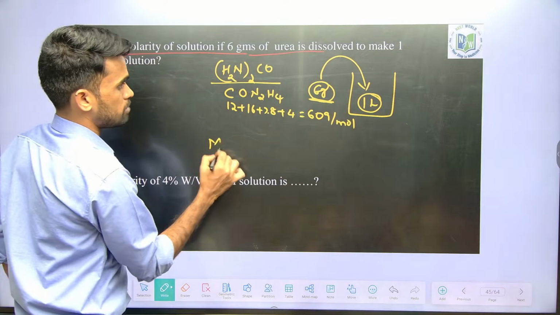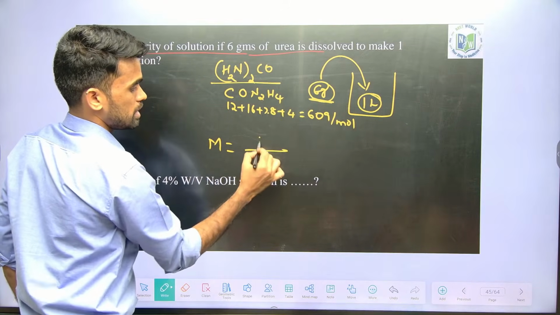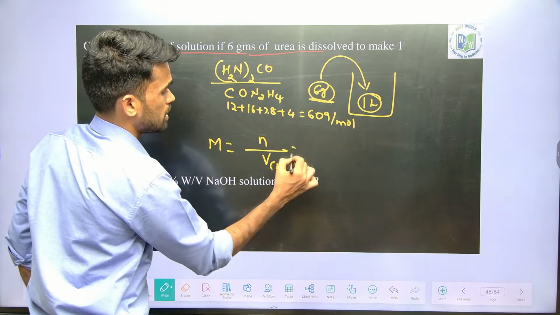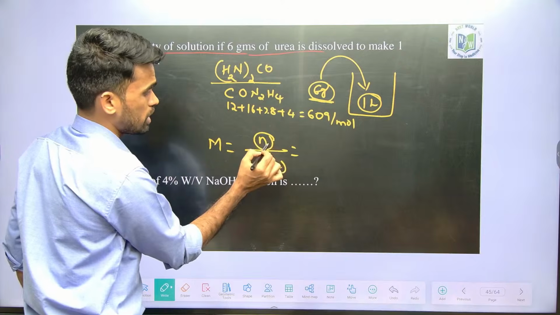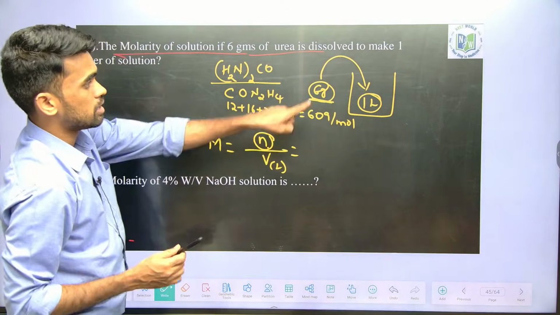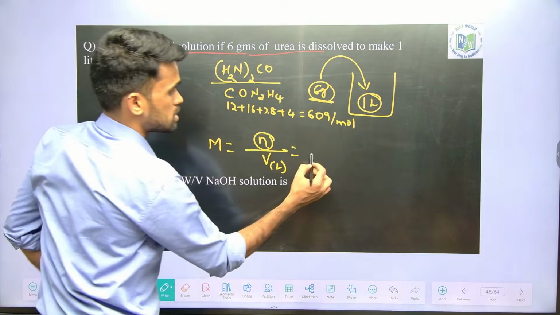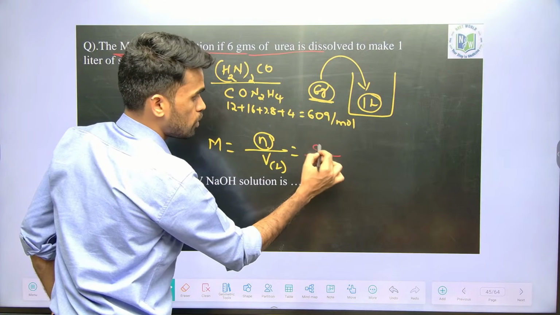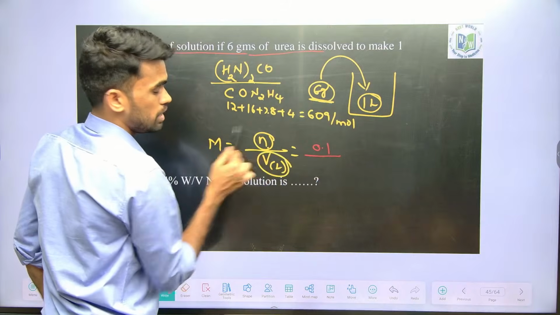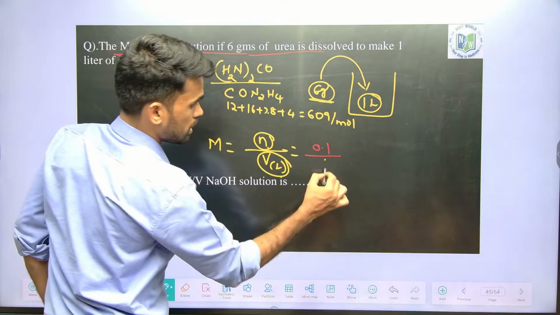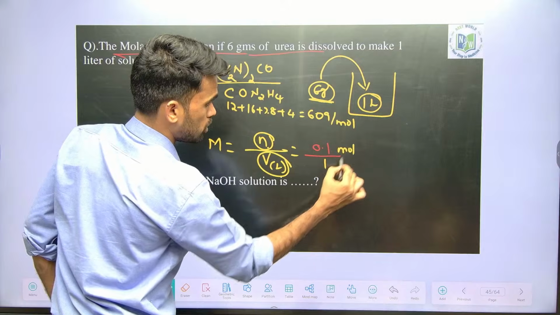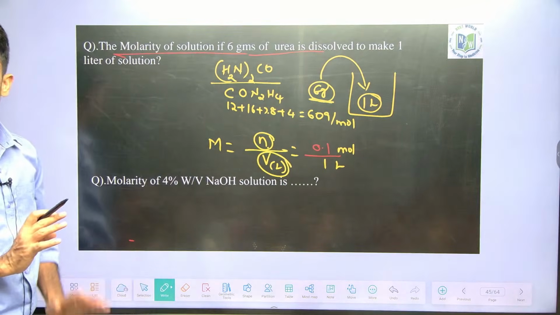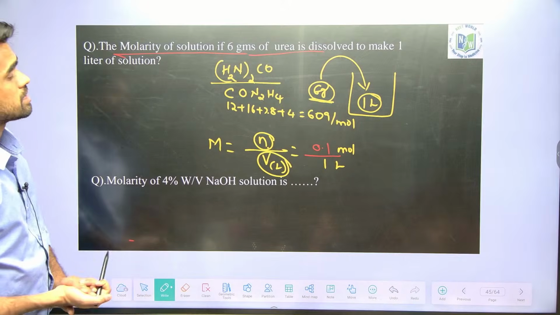So now molarity: number of moles divided by volume of solution in liters. But the number of moles is not given. How can you calculate the number of moles? 6 by 60, which is 1 by 10, that is 0.1. How many liters are mentioned? 1 liter. So this is 0.1 mole by 1 liter, so 0.1 mole per liter is your answer. Is this clear? Okay, next.